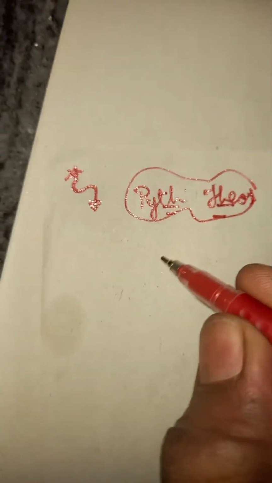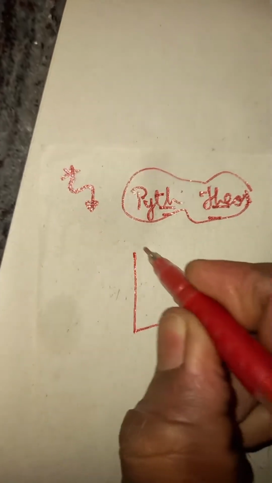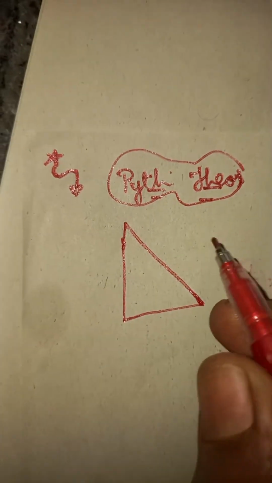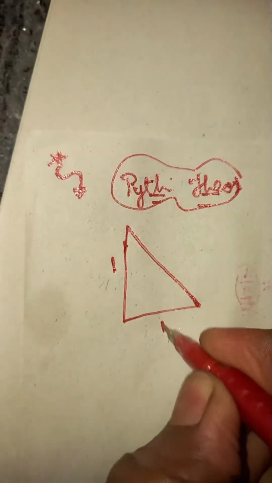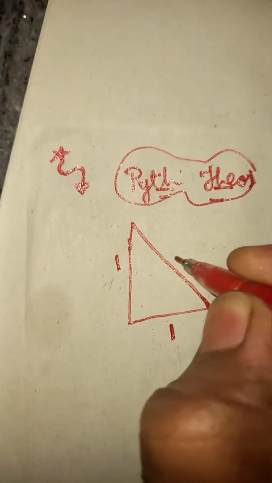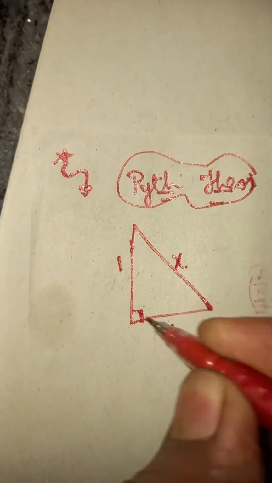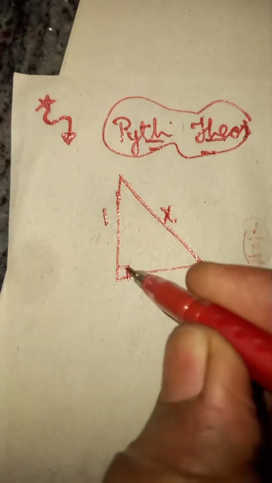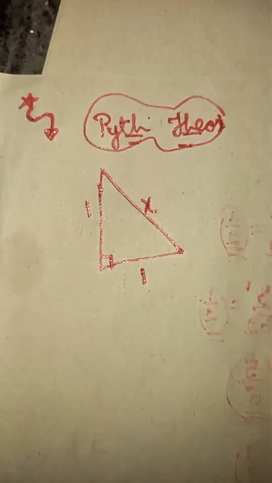Theorem. Here they have given a right angle triangle. If this is a right angle triangle, then they have given these two sides. You need to find out this side. Let's take it as x. This is a right angle triangle, which means one of the angles is equal to 90 degrees.